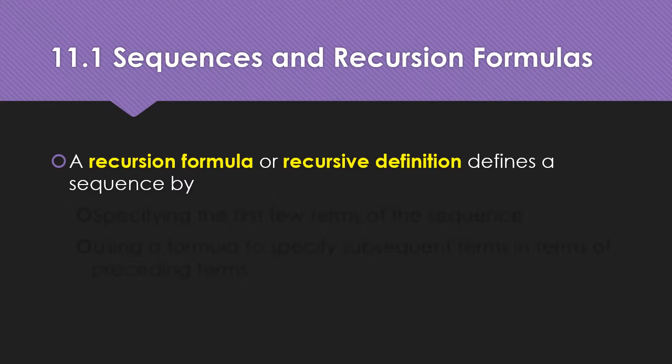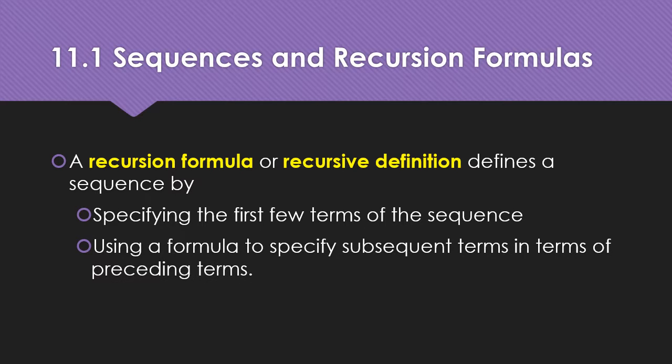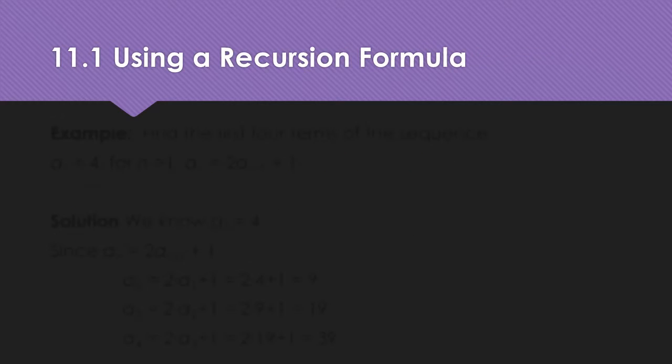A recursion formula or recursive definition defines a sequence by specifying the first few terms of the sequence and then uses a formula to specify the rest of the terms in terms of the preceding terms. In other words, it'll give you the start of the sequence and then a formula that you can use those first few terms in to continue the pattern and find the rest of the sequence.